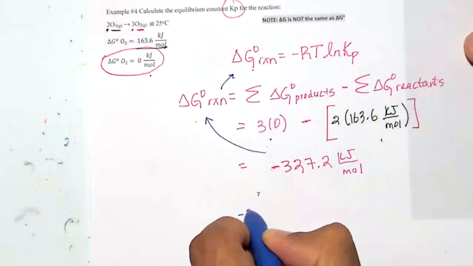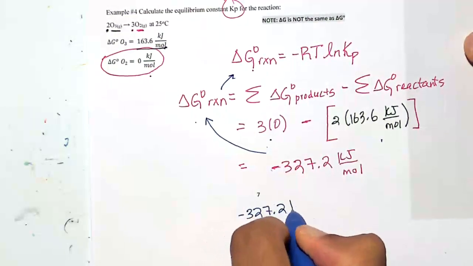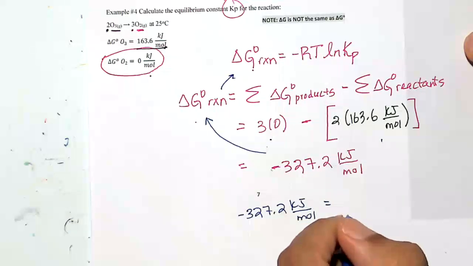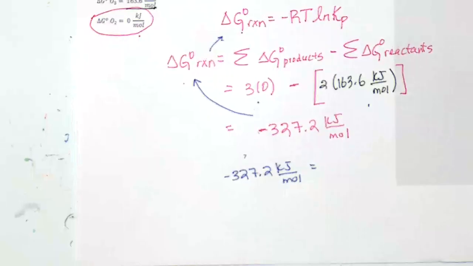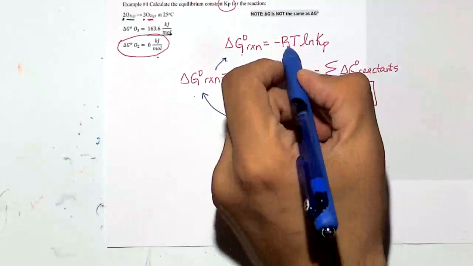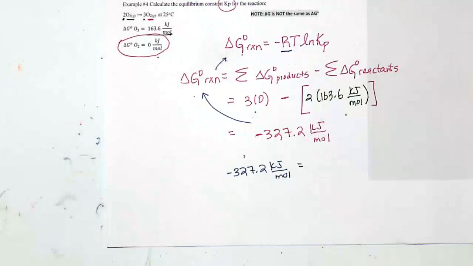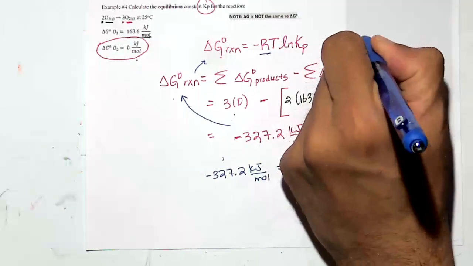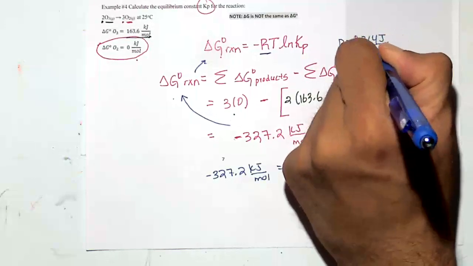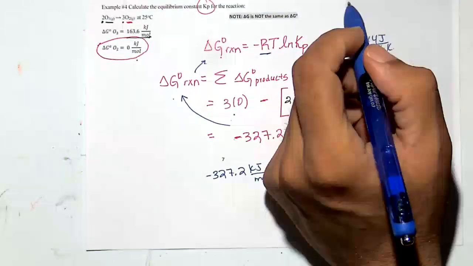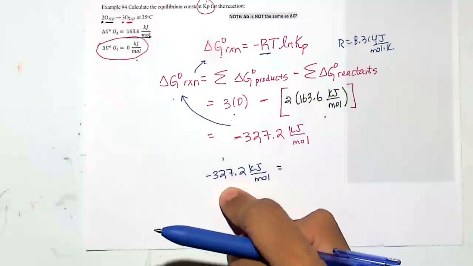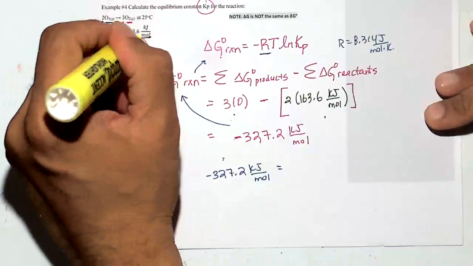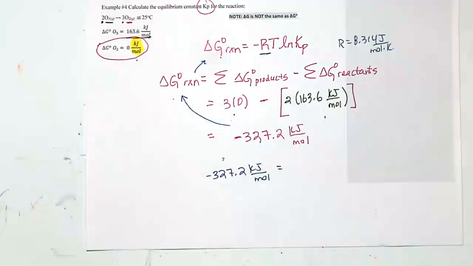And then let's plug that in here. So it's going to be minus 327.2 kilojoules per mole equals minus. Okay, I have a problem here. I want everyone to pay attention. What is R? Okay, I'll give you R as a constant. It's 8.314 joules over mole Kelvin. Okay, that's not the problem. The problem is, what do I have here now? Kilojoules per mole. That's right, very good.